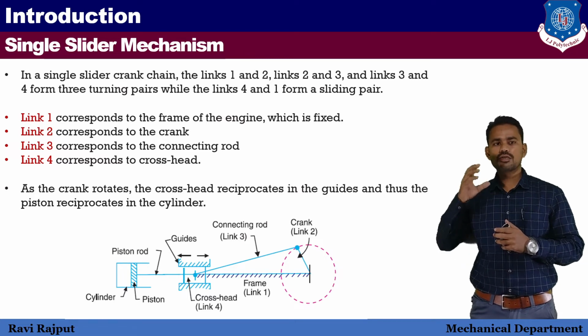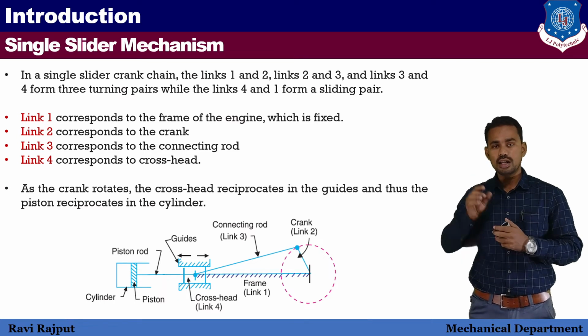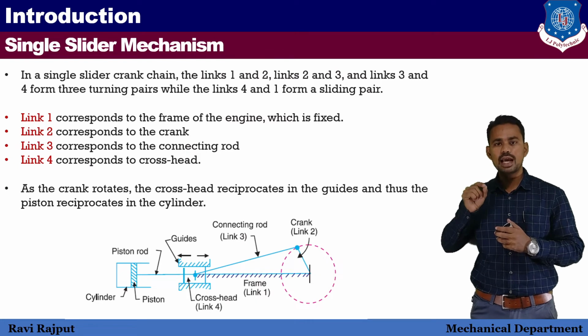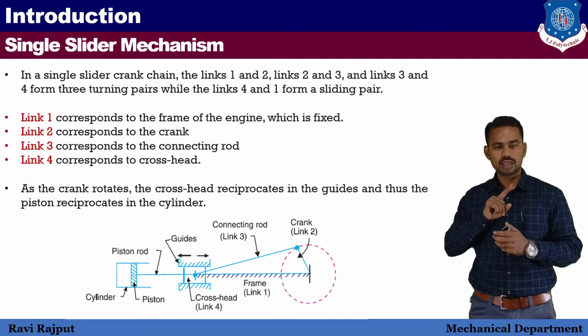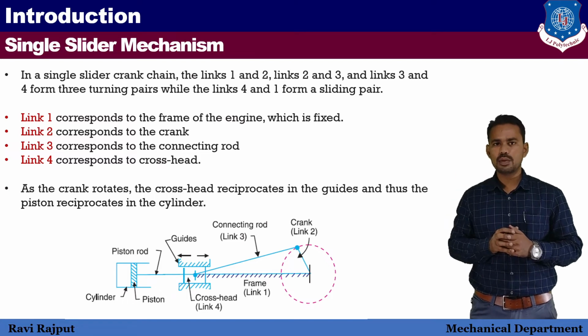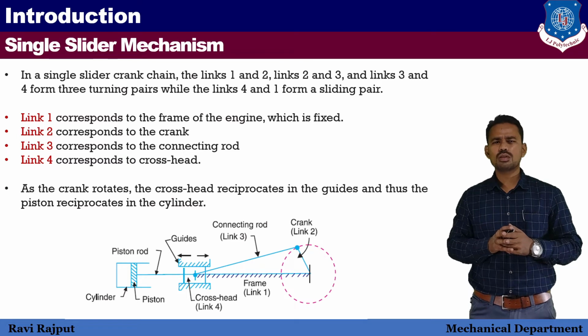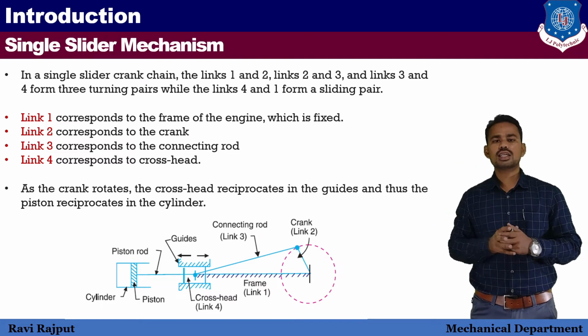Then the connecting rod is further extended to the piston and piston rod. So there will again be a turning pair. The connecting rod and piston rod will have a turning pair. And finally, the piston is connected to the cylinder. The cylinder is a fixed link, as I told you earlier. So the cylinder is the fixed link and the piston will be sliding inside it. So there will be a sliding pair. Now this mechanism is mostly used in engines, as we observe that engines convert the reciprocating motion into rotary motion. So you have to understand this in the reverse direction.